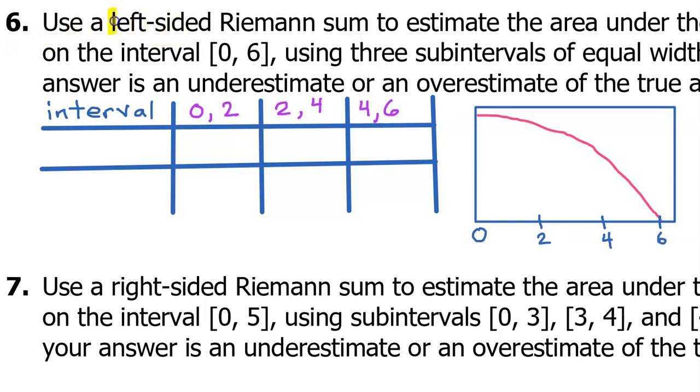When they say use a left-sided Riemann sum, they are referring to the left rectangle Riemann sum. So we are actually calculating the area of 3 rectangles, which we will use to estimate the area under the curve. So the left-sided rectangle would be like this, where the left side is touching the function. So here's an example. I'm just using the middle interval as an example. To calculate the area of this rectangle, you know that the area of a rectangle will always be the base times the height.